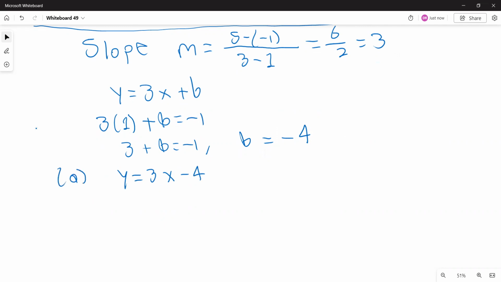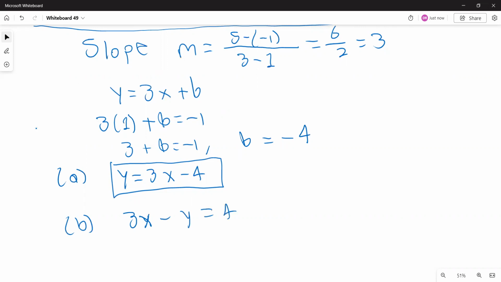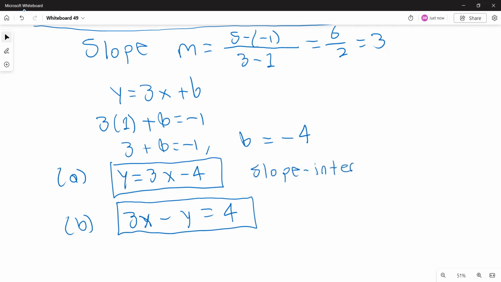That's part A. And in standard form, we can write this as 3x. Okay, so what we can do, we can switch places. So 3x minus y is equal to 4. So this is the slope-intercept form. And this is the standard form.